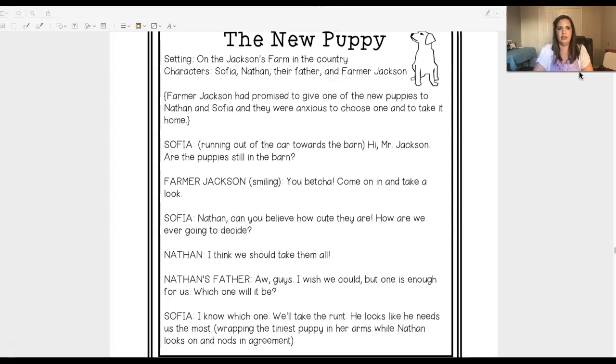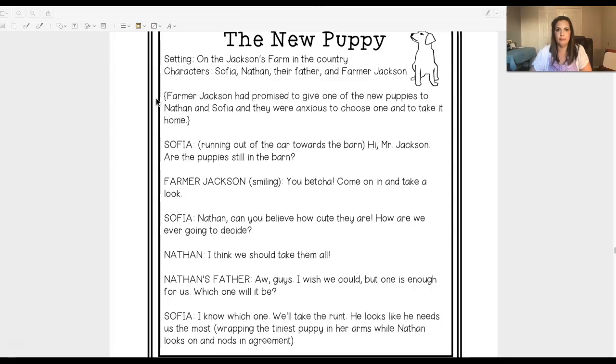This part, they're called brackets, is what the narrator might say, or the background information. Farmer Jackson had promised to give one of the new puppies to Nathan and Sophia, and they were anxious to choose one and to take it home.